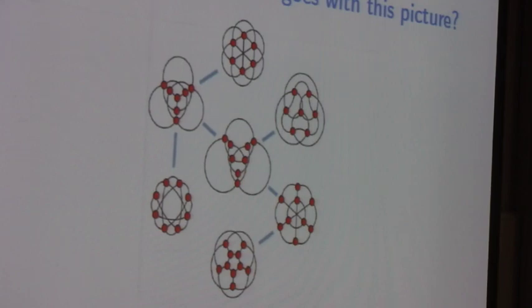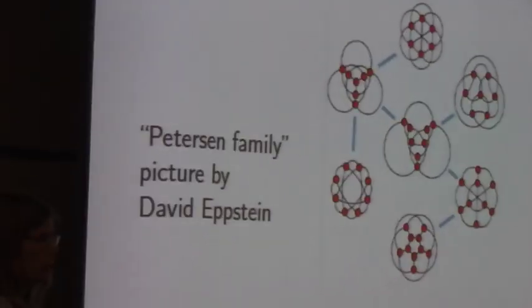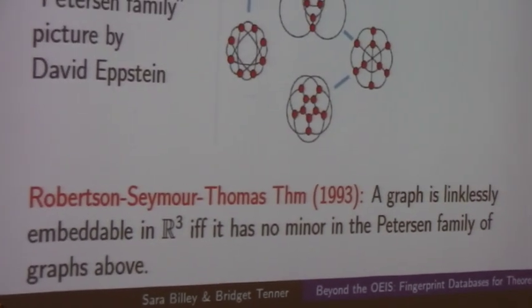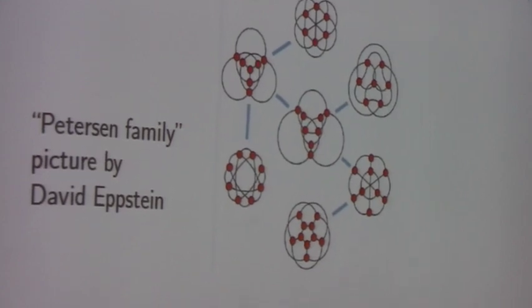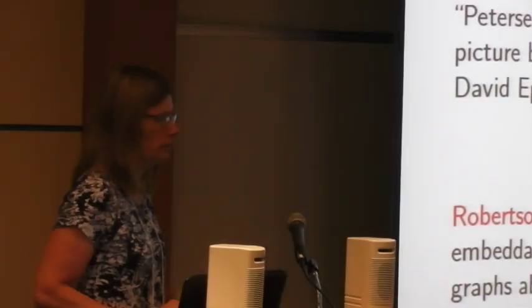So this is the Petersen family of graphs. I've drawn it a little funny. The bottom one is the Petersen graph. And these are very special. They completely characterize the linklessly embeddable graphs in R3. That means two cycles never interlock like this. There is some way to draw it in R3 so that no two cycles interlock. And it's a complete characterization in the sense that if you avoid these graphs as a minor, then you have a linklessly embeddable graph.